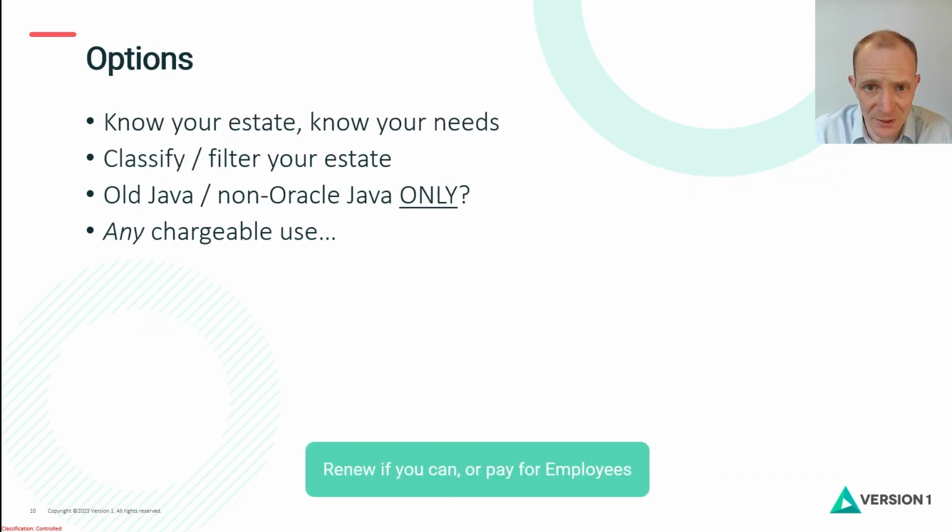A lot of people are coming to us and asking us about this. It's causing a lot of discussion and a lot of debate, a lot of questions. So the options available to you are, well, you've got to understand your estate. Each person and enterprise's needs are going to be different depending on your history and what you currently have in place, the way you use Java. So you've really got to know your estate, know what your needs are, understand your deployments. You've got to take your total list of deployments out there in your estate, filter them, classify them, take out the ones which aren't relevant.